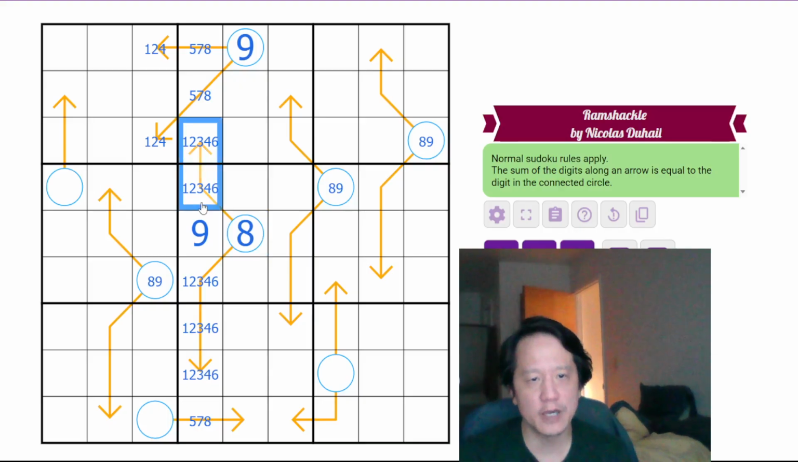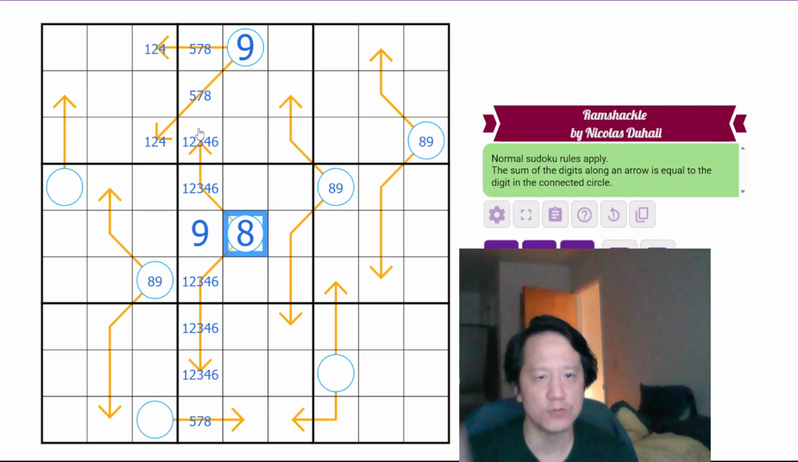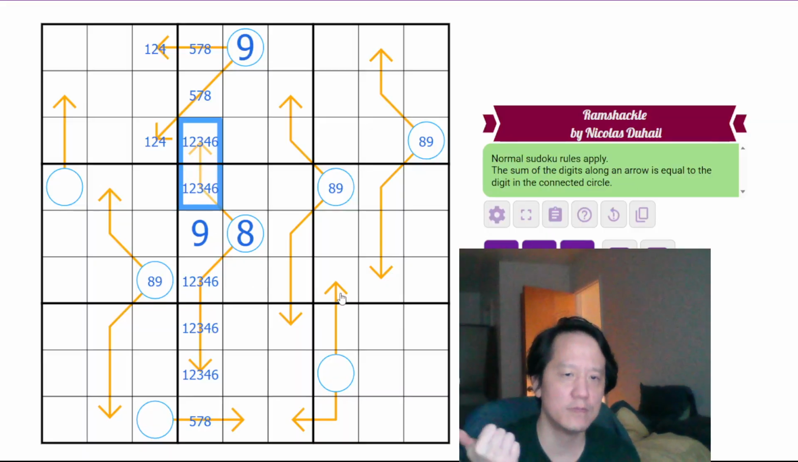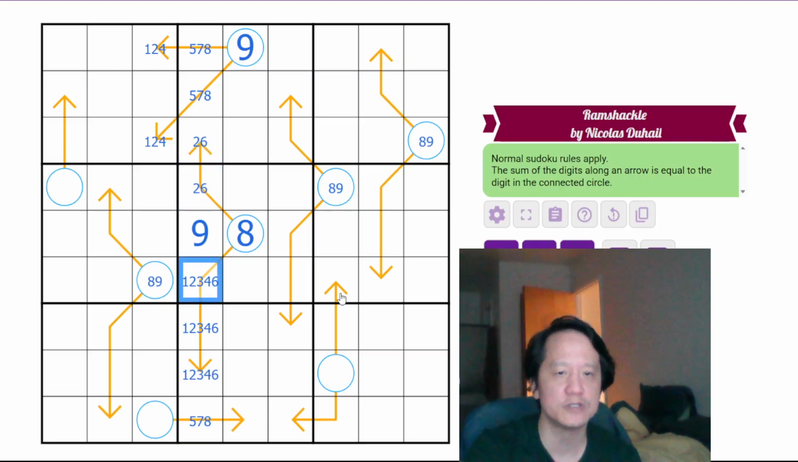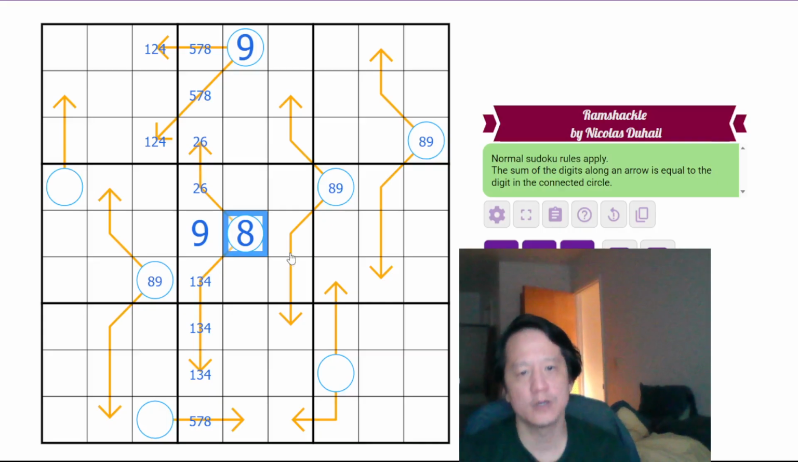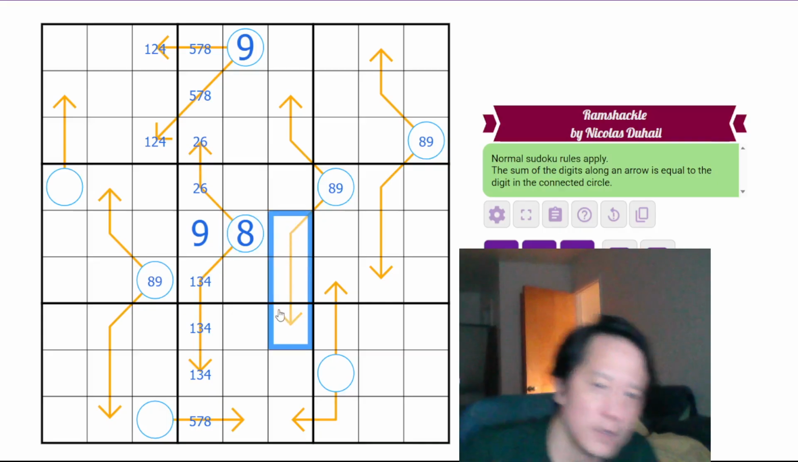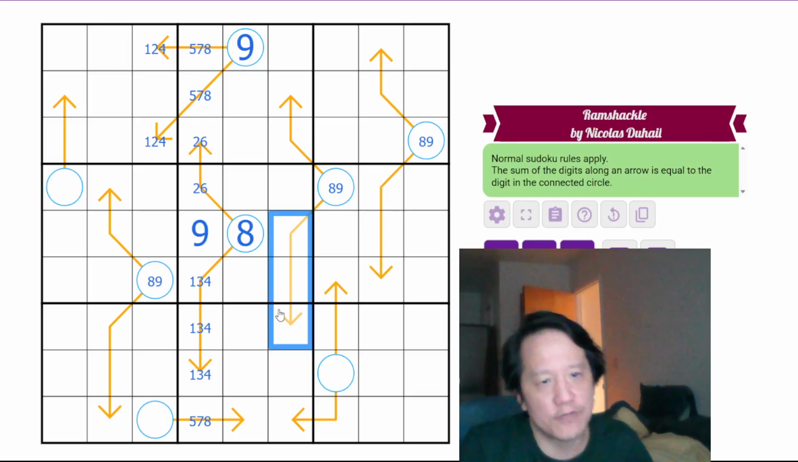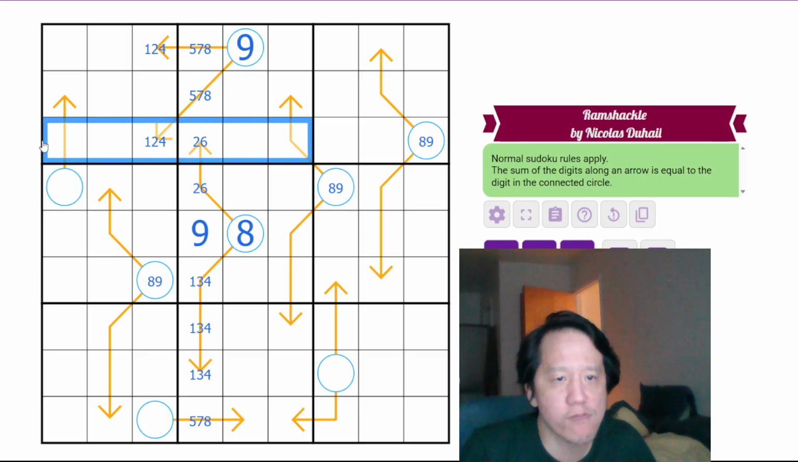These 2 digits add up to 8, and it's either 1, 7, 2, 6, or 3, 5, but none of these can be 5 and 7 there. So this has to be 2 and 6, which forces this to be a 1, 3, 4 triplet, adding up to 8. Okay. What else do we have?